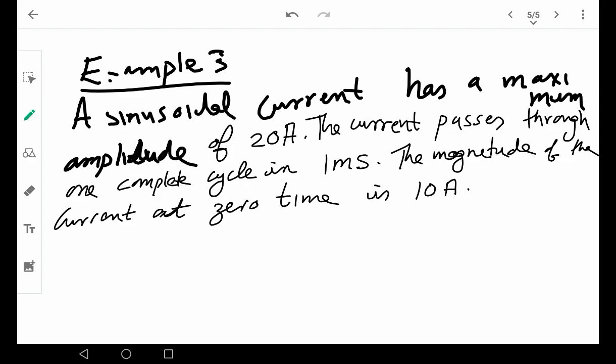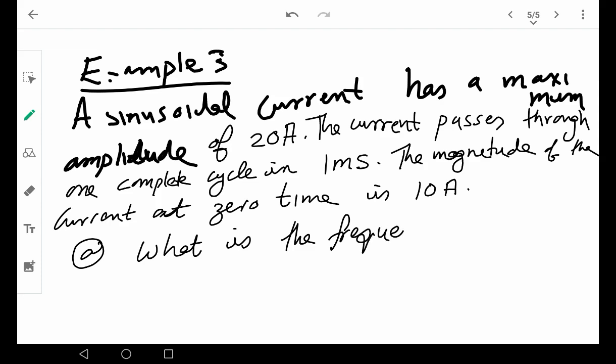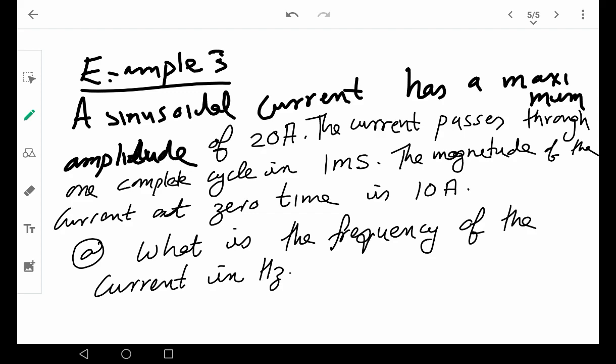So the first question is: what is the frequency of the current in hertz? Okay.